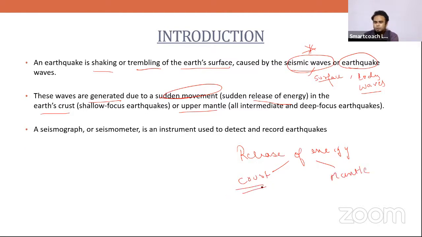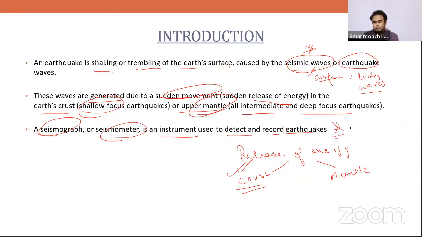The earthquakes which are originating in your crust region are called shallow focus earthquakes. We will understand what shallow focus earthquakes are later, but for now just understand that the earthquakes originating in the earth's crust are called your shallow focus, and the ones occurring in your upper mantle region are either called your intermediate earthquakes or your deep focus earthquakes. All right, fine. Then a seismograph or a seismometer is the instrument which is used to detect and record your seismic waves or the earthquake waves.